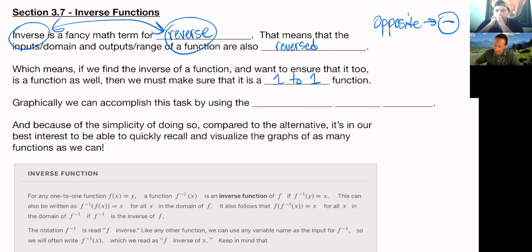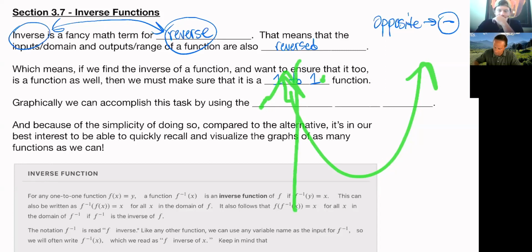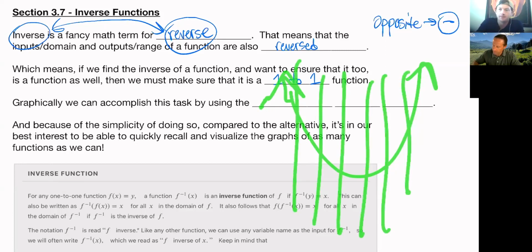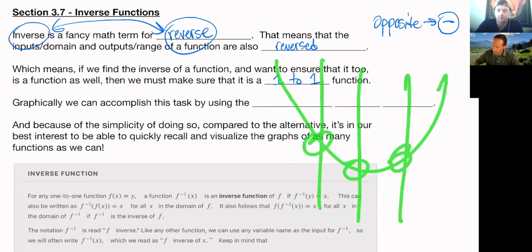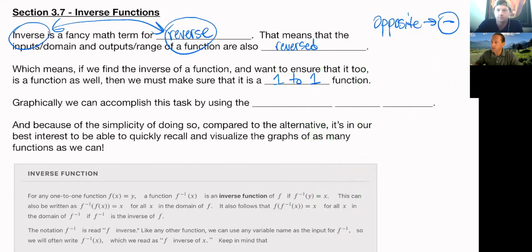So for example, is a parabola a one-to-one function? A lot of you are saying no. How come? Is it a function? Absolutely. It passes. For every one of these x's, we're seeing that only one y would be given out.